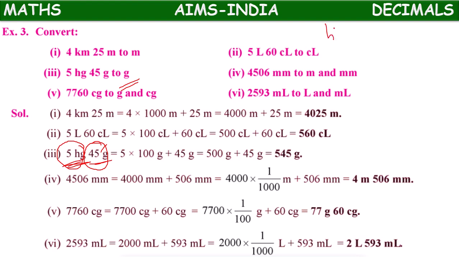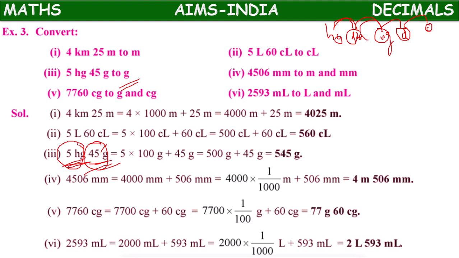So hecta, then deca after that, deca after unit, unit after deci, deci after centi. But they are asking only up to the unit, grams only. Hectagram, decagram, and in the units place gram will be there. Hectagram to decagram is 1 step, decagram to gram is 2 steps.